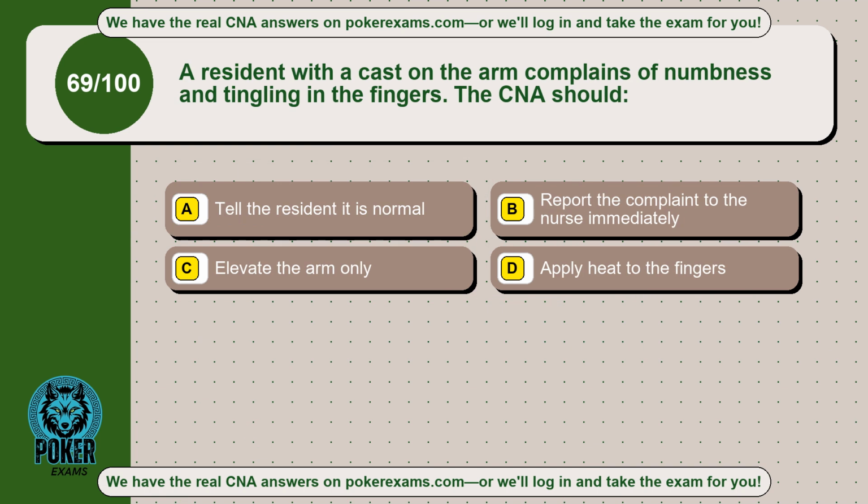Question 69. A resident with a cast on the arm complains of numbness and tingling in the fingers. The CNA should. Option A. Tell the resident it is normal. Option B. Report the complaint to the nurse immediately. Option C. Elevate the arm only. Option D. Apply heat to the fingers.